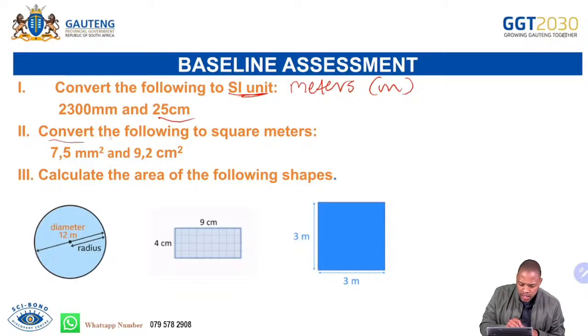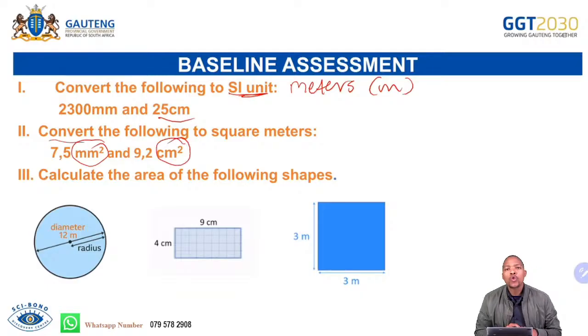Now convert the following to square meters. Again, square millimeters must be converted to square meters. Square centimeters must also be converted to square meters. And this is what we are expecting that you should be able to do. As I'm talking, I'm expecting that you are doing that as well.